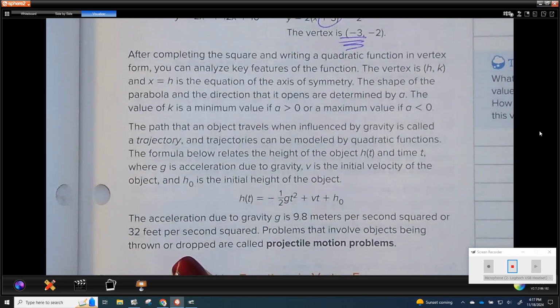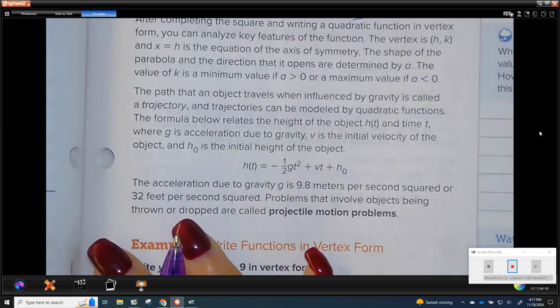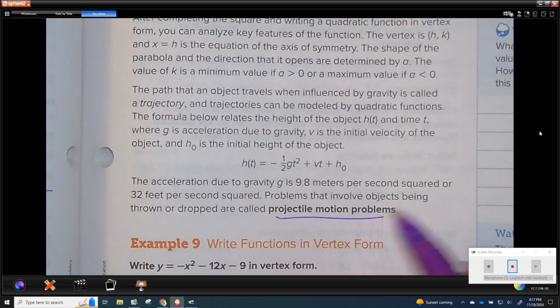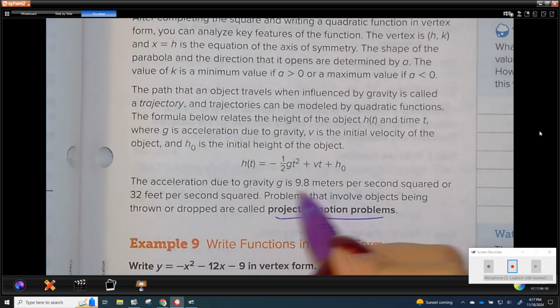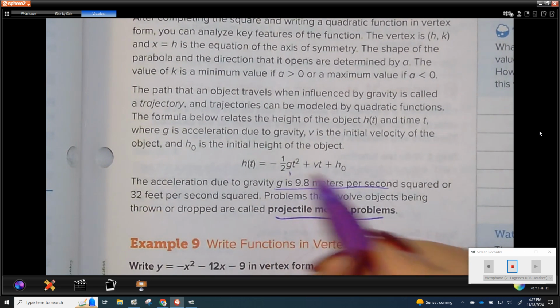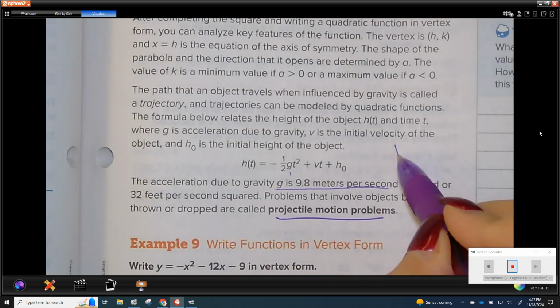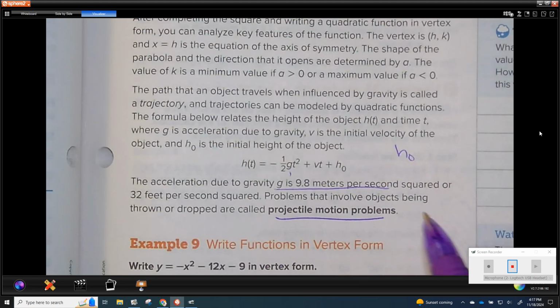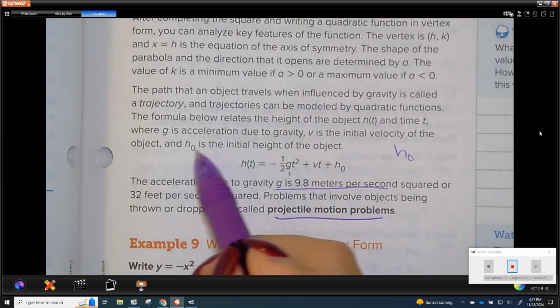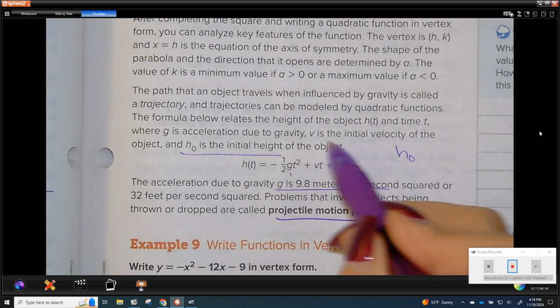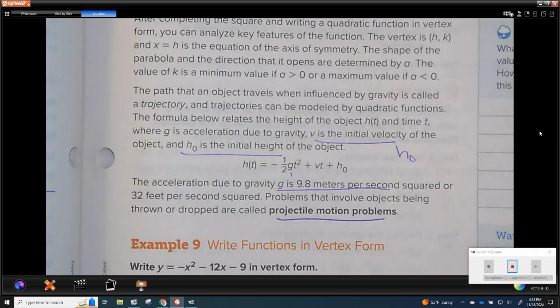And these are trajectory problems, which you talked about before. If you're in physics, you've seen this with gravity. Gravity is 9.8, so you'd plug that in. Starting velocity, starting height. In physics, I don't remember what they call h0, the initial height, and starting velocity. And you would plug those in.